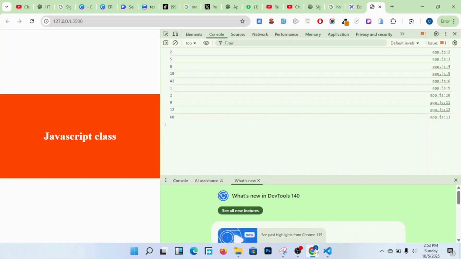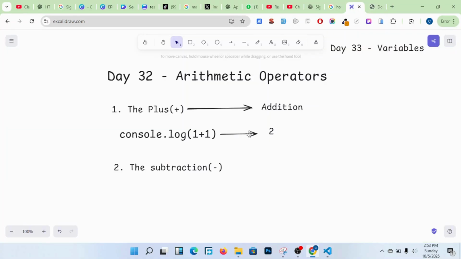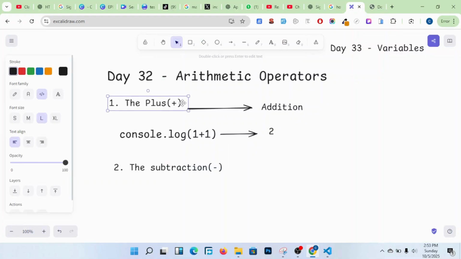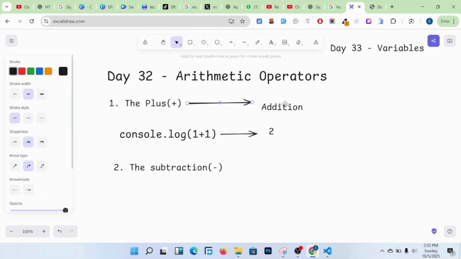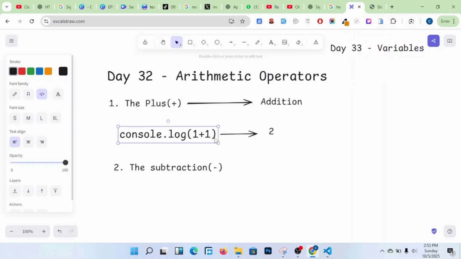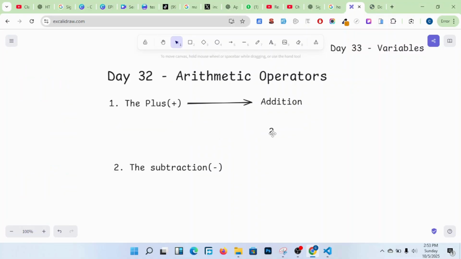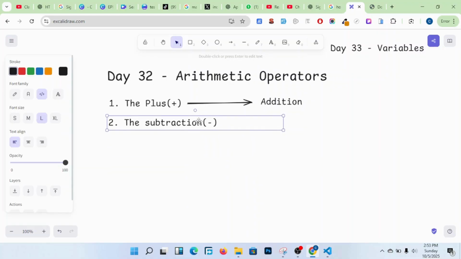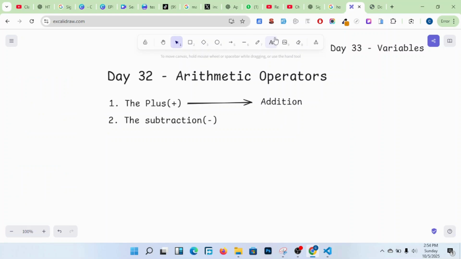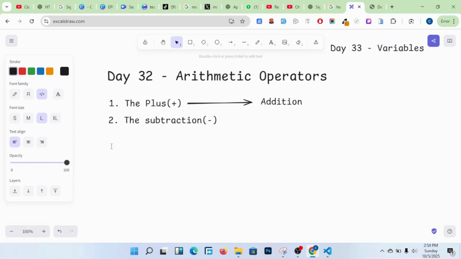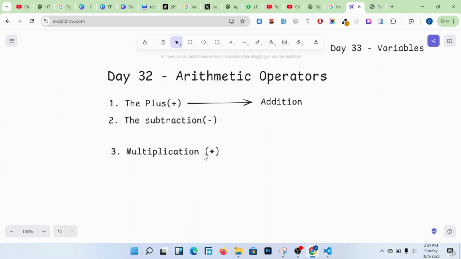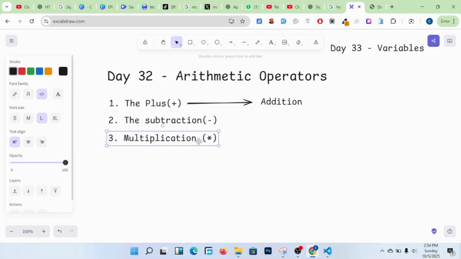Okay, members, you have seen this one is good. The plus, you have looked at it, it's good for us. This one is addition. Now subtraction. Now you're going to look at multiplication. The third one is multiplication, or multiply. Use the star, that one, to multiply.